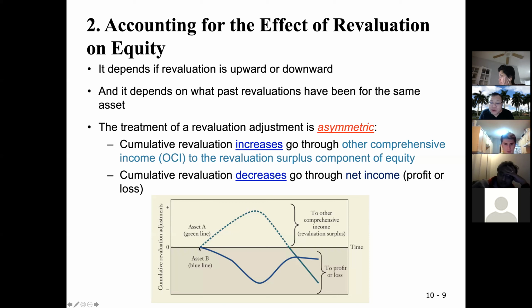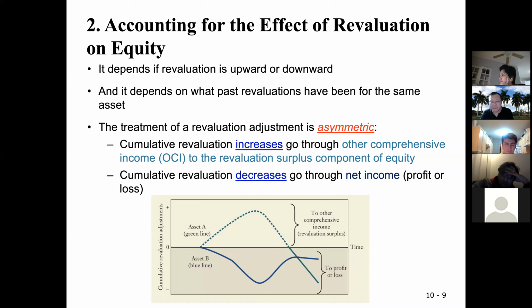Now if you follow the solid blue line, this is the opposite. They have a cumulative loss position in the previous years. So you can only recognize the OCI after you get out of this pit. You have to get out of this pit before you can recognize it as an OCI revaluation surplus. I hope this makes sense, okay? Does anyone have any question?